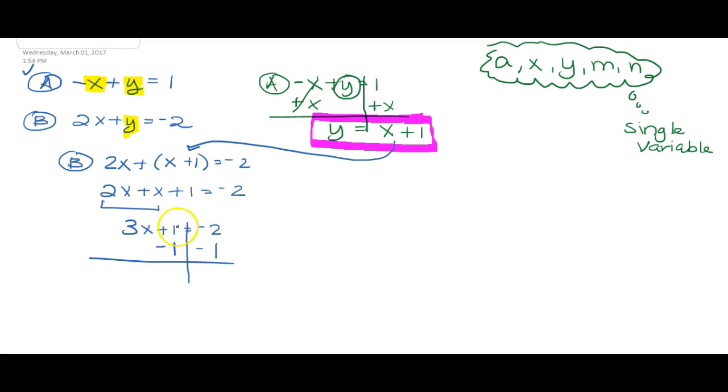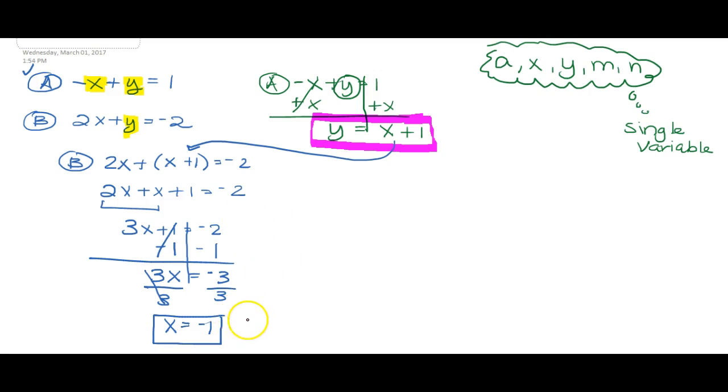You guys already knew this. You're ahead of me. 3x, and then negative 2 minus 1, or negative 2 plus a negative 1, is a negative 3. Now we divide by 3 on both sides. x equals negative 1. So this part is really important.